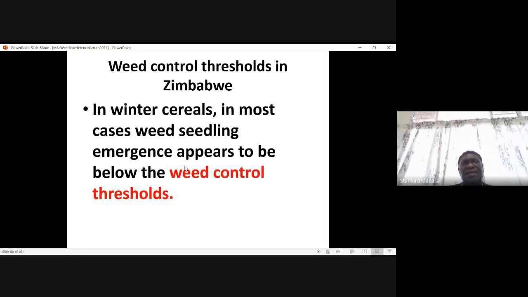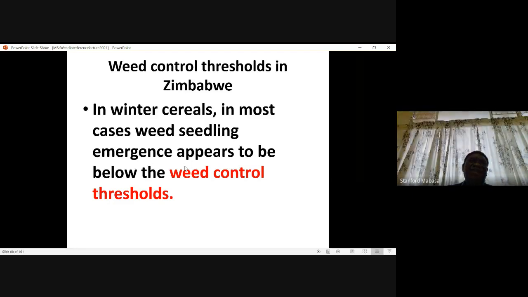So if we do additive experiments, we want to establish weed control thresholds. Then we can use weed control thresholds as a tool for weed management, because we can decide whether to put herbicides or whether not to control the weeds.